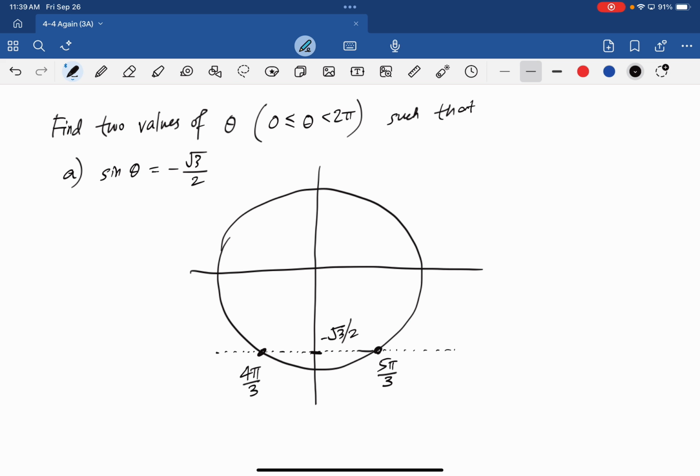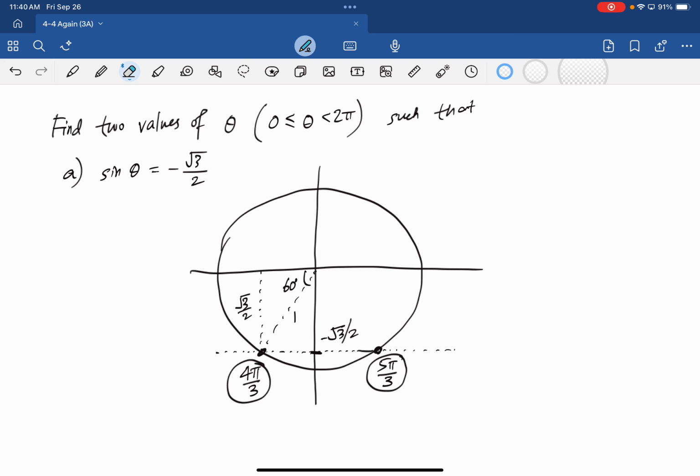Okay, I got those because basically we're just starting at pi and then going 60 degrees counterclockwise. Or for the second one, I'm starting at 2 pi and then going pi over 3 backwards. Got it? So that's how I get 4 pi over 3 and 5 pi over 3. If you don't know why it's 60 degrees, you can always draw a triangle like this. The radius is 1 here. And if you know that this length is root 3 over 2, then you know that this degree is 60 degrees.